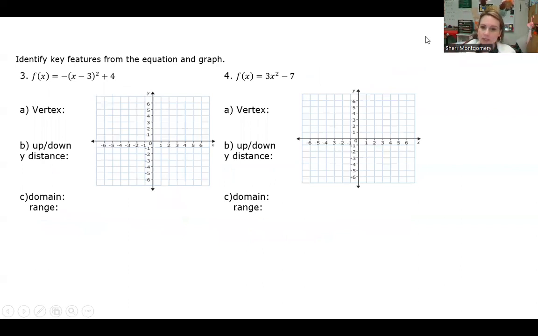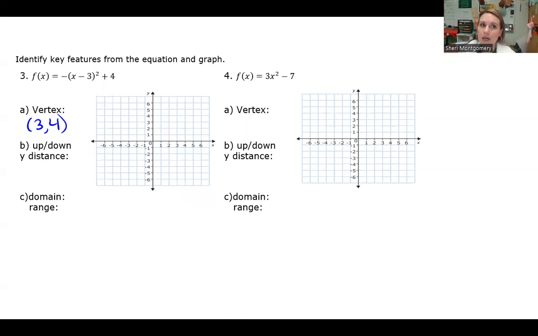On to the back. So it's the same type of stuff, but now we're going to actually graph them. For the equation that's given, what would the vertex be? 3, 4, right. Everything that's in that X grouping is always opposite, and K, what you see is what you get. So the vertex is 3, 4.